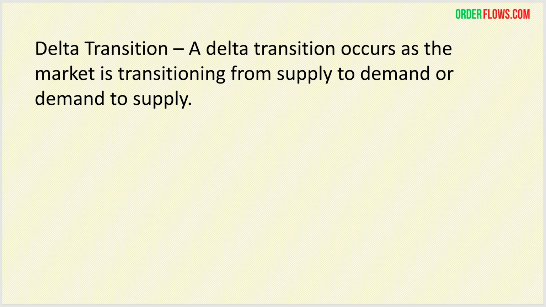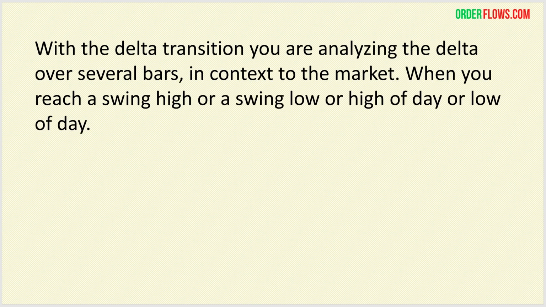So a delta transition occurs as the market is transitioning from supply to demand or demand to supply. With the delta transition, you're analyzing the delta over several bars in context of the market. And when you reach a swing high or swing low, or a high of the day or a low of the day, this is where you're going to be looking for shifts in supply and demand.